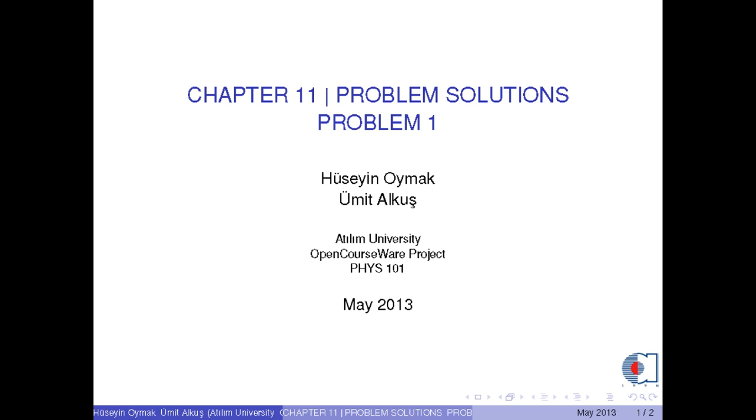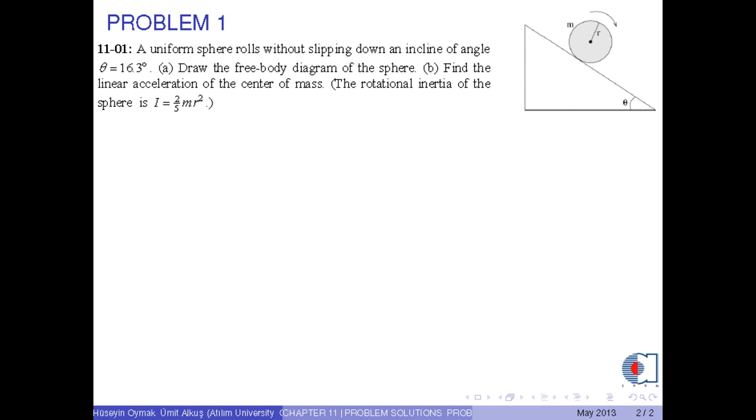In this video, we will solve one problem in Chapter 11. A uniform sphere rolls without slipping down an incline of angle theta, which is 16.3 degrees. A. Draw the free body diagram of the sphere. B. Find the linear acceleration of the center of mass. And the rotational inertia of the sphere is I equals 2 over 5 m times r squared.